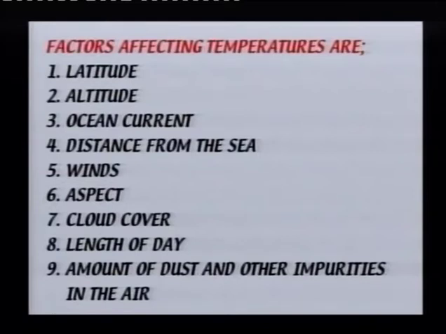Temperatures can differ due to the winds. Temperatures can also differ due to aspect. Number 7, cloud cover. Number 8, length of day. Number 9, amount of dust and other impurities in our air or in the atmosphere. So those are some of the factors that contribute to what makes temperature different from one place to another.